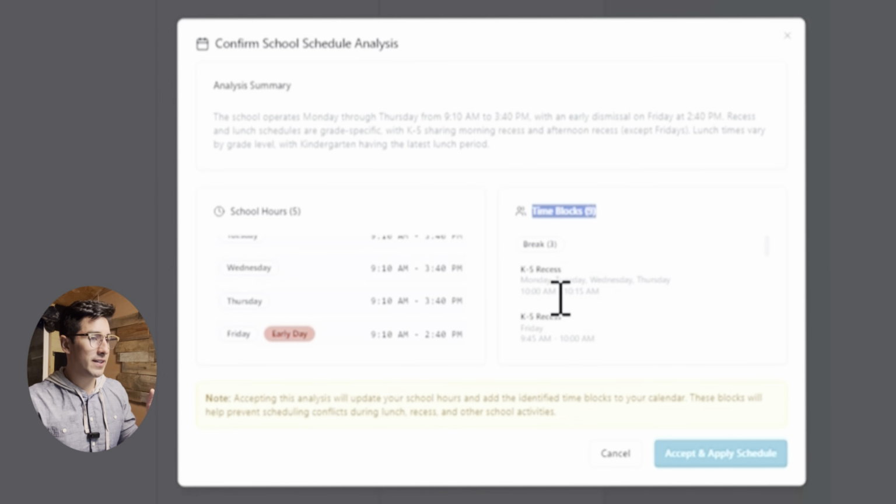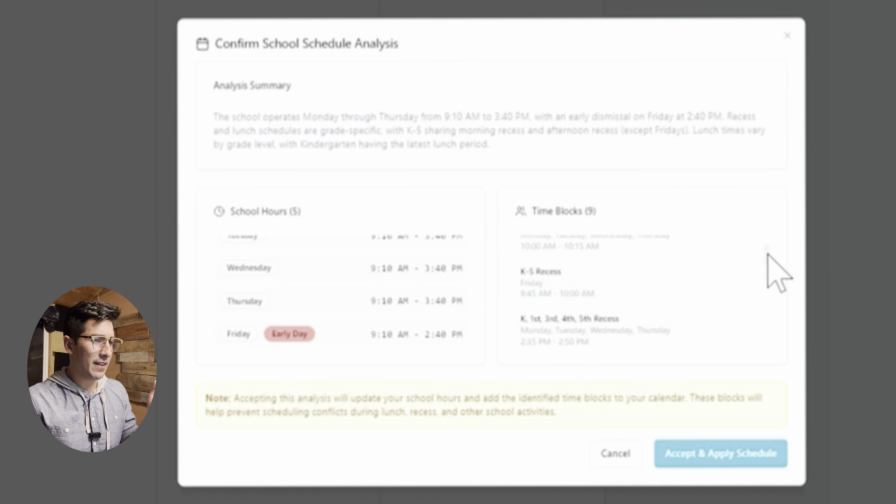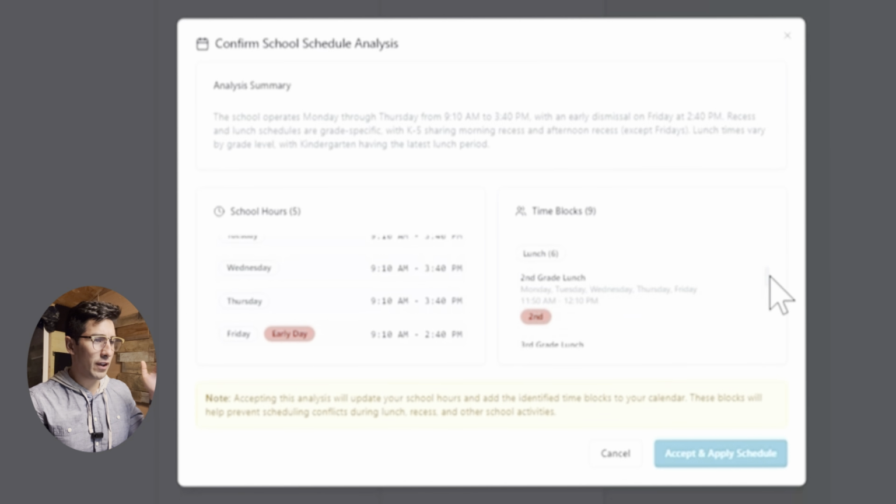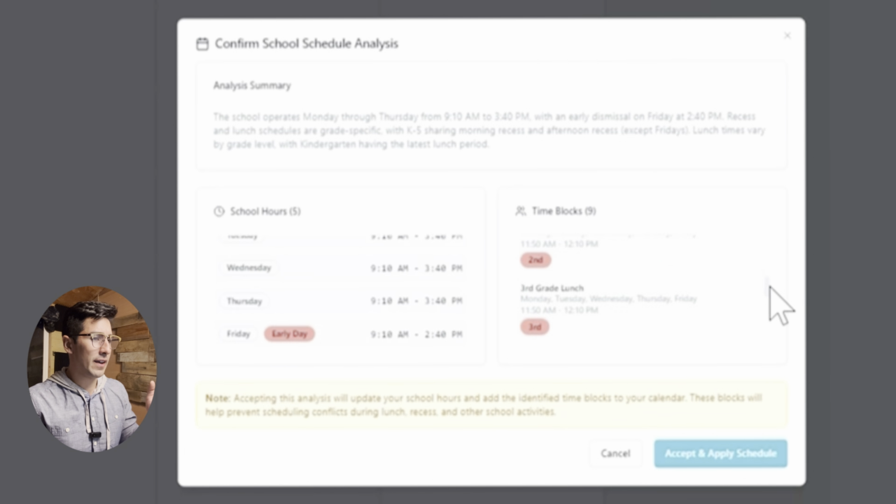So K through 5 recess, Monday, Tuesday, Wednesday, Thursday at 10 a.m. to 10:15. That's correct. The recess on Friday, that's the early day. Their recess is a little bit early at 9:45 to 10. That's correct. Then there's another recess in the afternoon, Monday through Thursday, and then it gives me the lunch times for second grade. So they go from 11:50 to 12:10. So it gives me what? Second grade lunch, third grade lunch, first grade lunch, fourth grade lunch, fifth grade lunch. Perfect. And kindergarten lunch. All right.